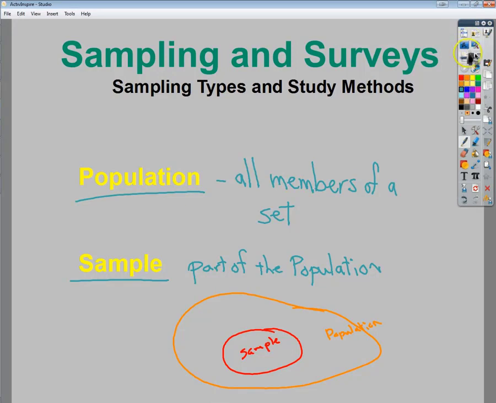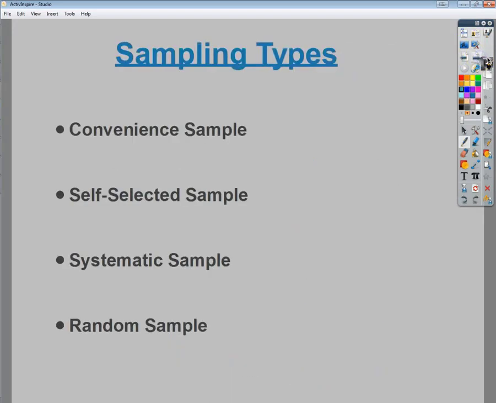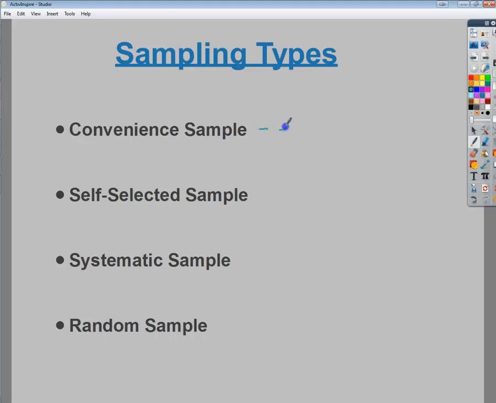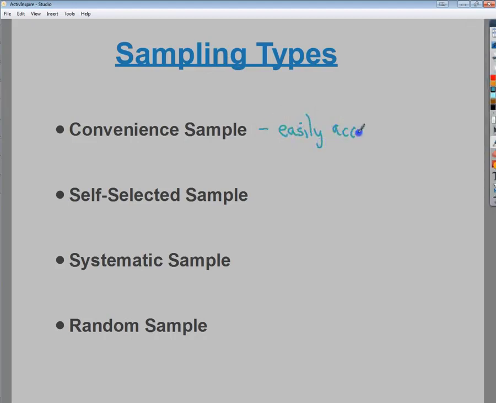This process is called sampling. There's a few different ways that you can do it. Some of them are listed here. The first is a convenience sample. A convenience sample is easily accessible.